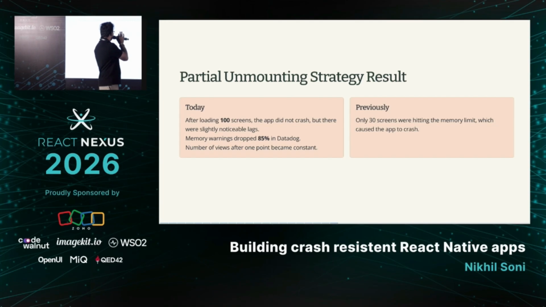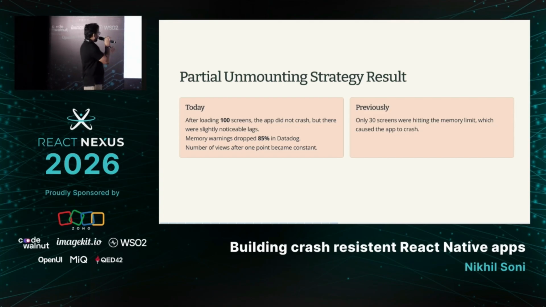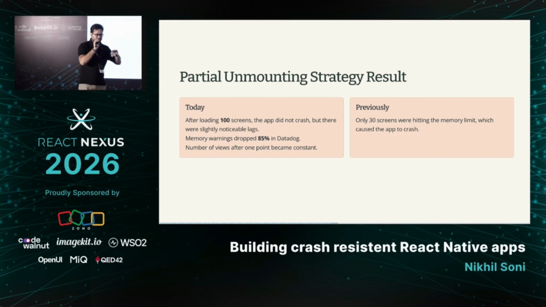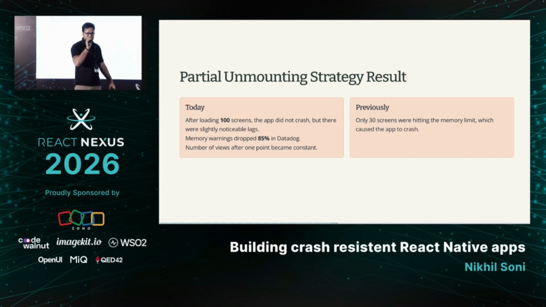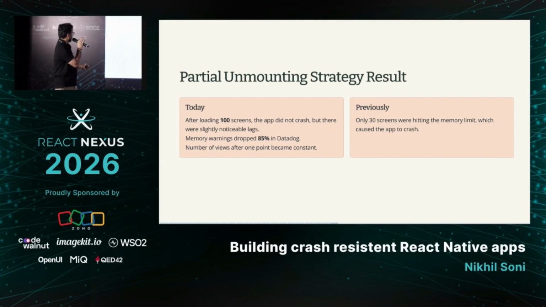With this, you can also see the number of views at some point becomes constant. Why is that important? Because whenever we are mounting and unmounting, we are keeping the number of views constant, which helps your RAM stay at a specific level so that it won't spike. That will help you provide a good, stable app going forward. So this strategy helped us get around 2x, 3x screens mounted in our app.